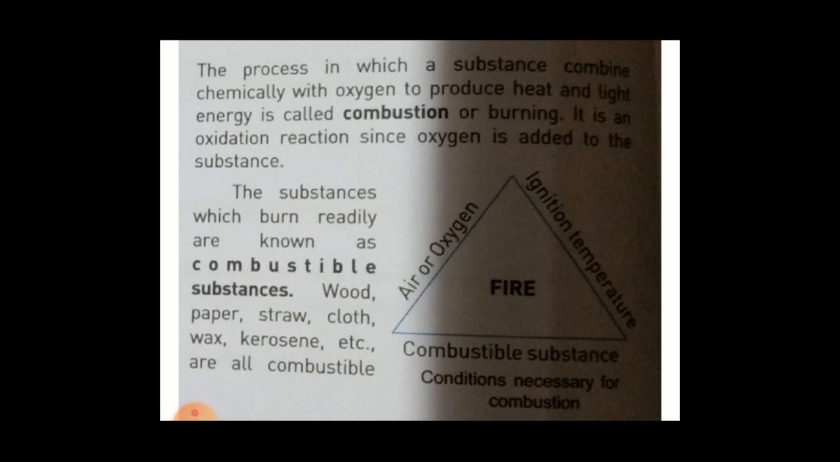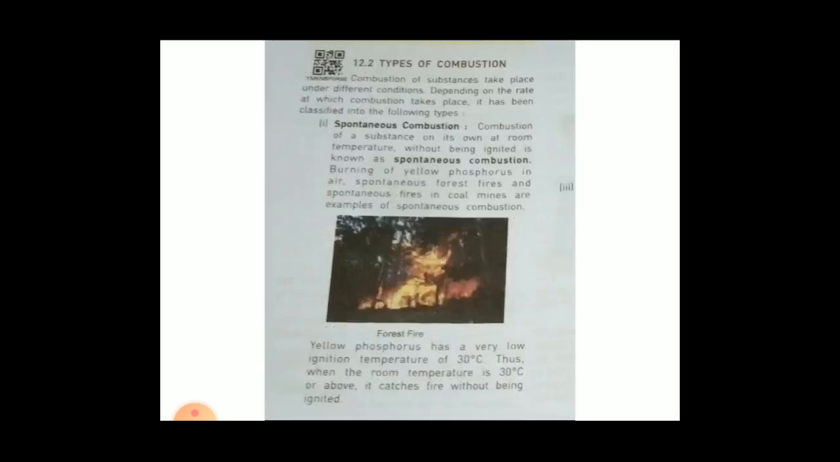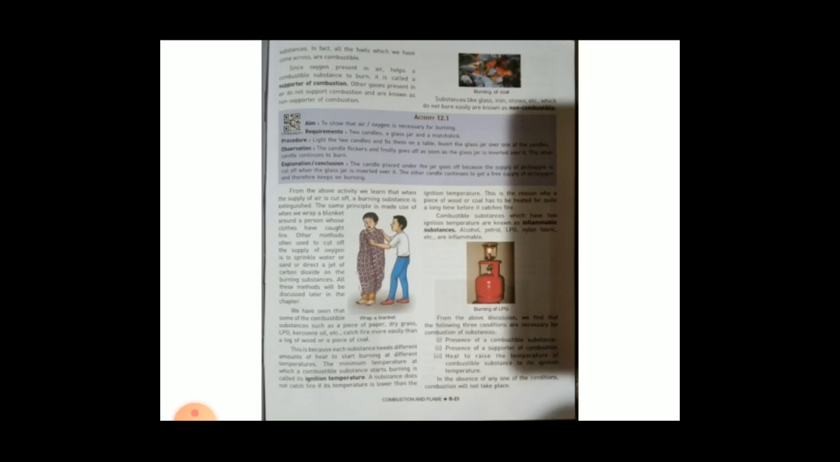Ignition temperature: the minimum temperature at which a combustible substance starts burning is called its ignition temperature. Oxygen present in air helps combustible substances to burn. It is called a supporter of combustion. Oxygen gas is the supporter of combustion. Other gases present in air do not support combustion and are known as non-supporters of combustion.